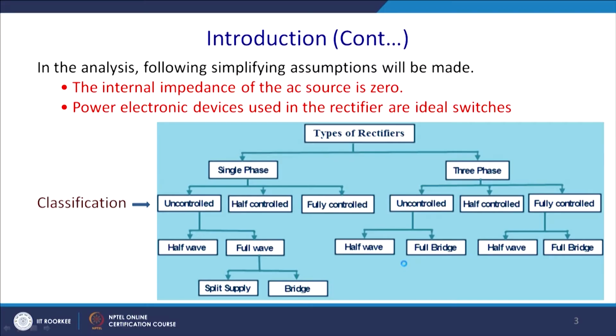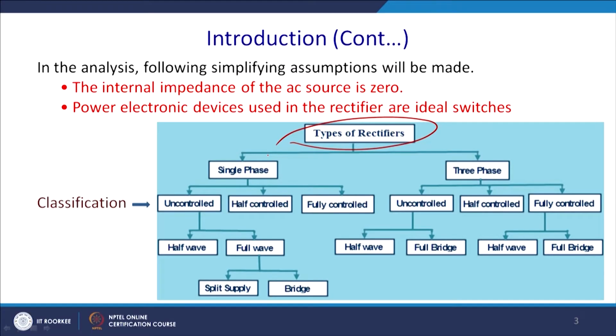Now, in the analysis the following simplifying assumptions will be made. The internal impedance of the AC source is 0, if not otherwise mentioned or taken into consideration. The power electronic devices used in rectification are ideal switches.